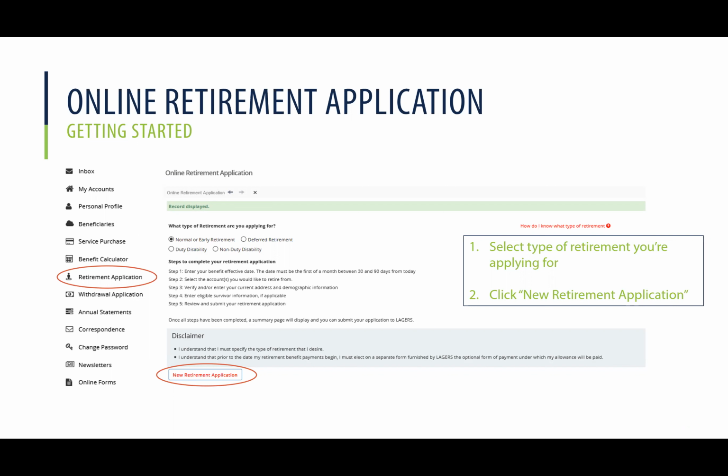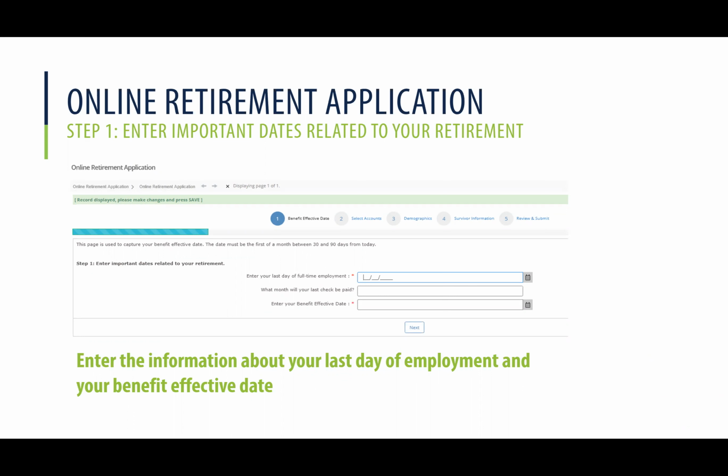Once you pick the type of retirement, you click new retirement application, and it will take you here to kind of a little wizard. It goes through 5 really super easy steps to apply for your benefit. So in step 1, we just need to gather some important dates about your upcoming retirement. So we need to know what will be your last day of full-time employment. We need to know when your last paycheck will be expected to be paid. And we need to know what your benefit effective date will be.